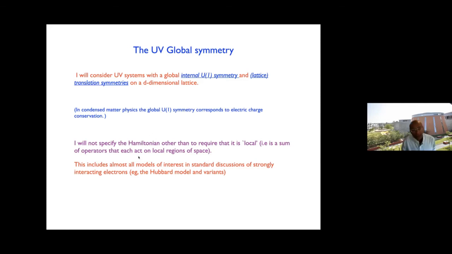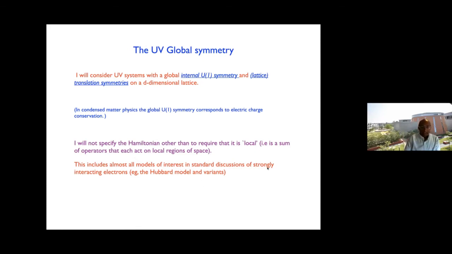So throughout the talk, I'll not specify the Hamiltonian of the system. So I want to talk about model independent properties. And the only thing that I require is that the Hamiltonian is local. That is, it is the sum of operators that each act on local regions of space. Okay, so this is a very, very general setting, and it includes almost all models of interest in standard discussions of strongly interacting electrons. People have probably heard of the Hubbard model and various variants, the Kondo lattice model that Subir briefly mentioned at the end of his talk, and we'll discuss in more detail tomorrow, and many other things, right?